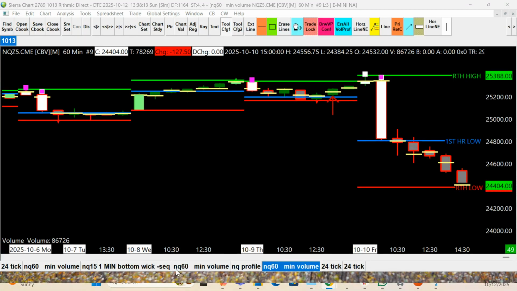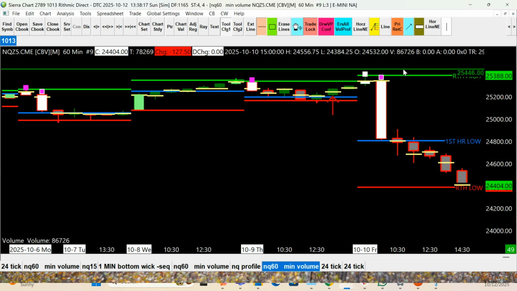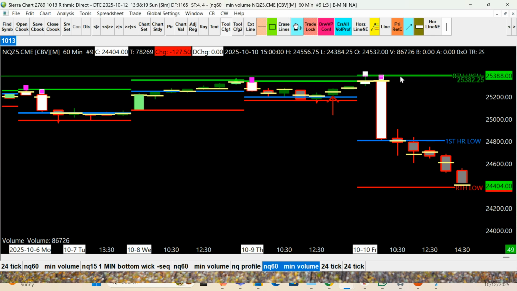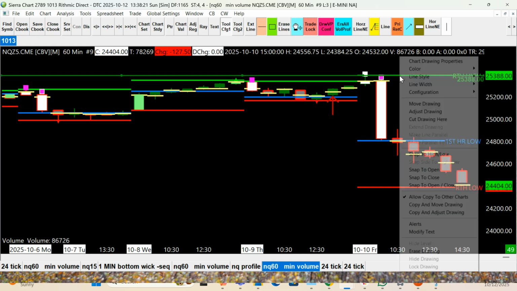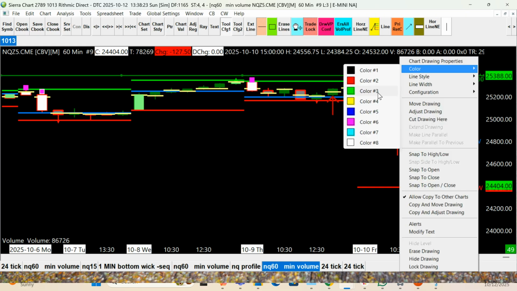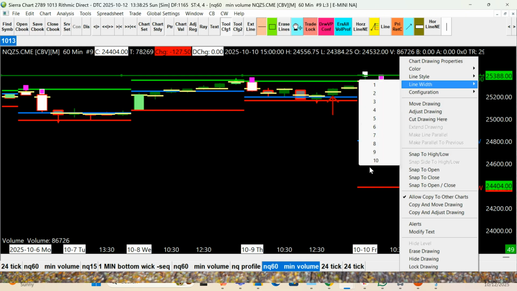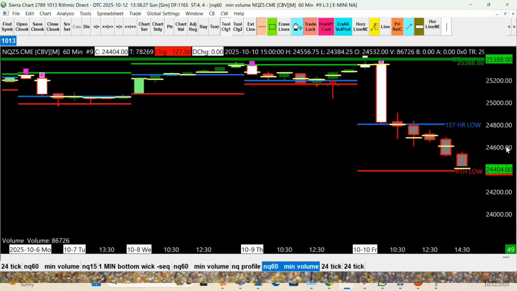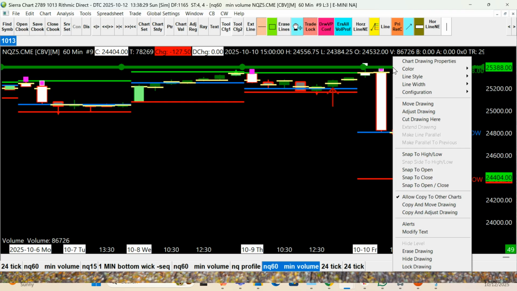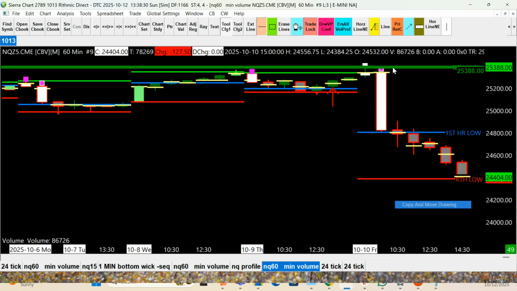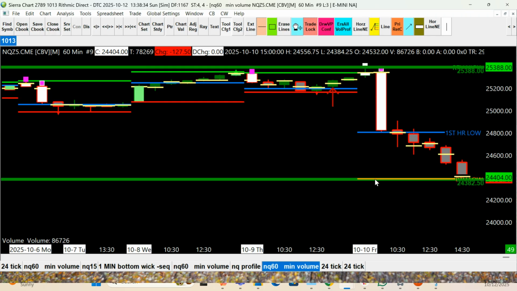Okay, so next we're going to go through and do the work off the hourly chart, right? So this is pretty straightforward. Let's start with high, and then I'll merge the two charts later on. Right click, target is low.